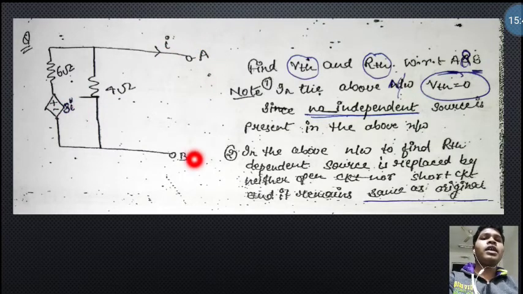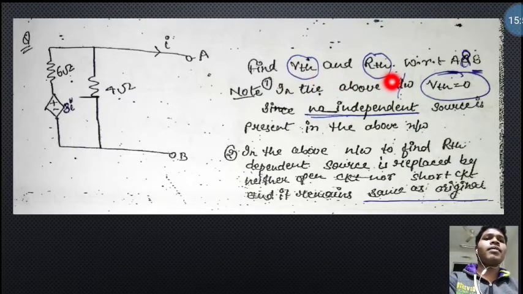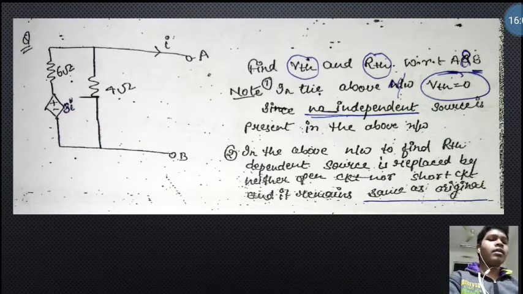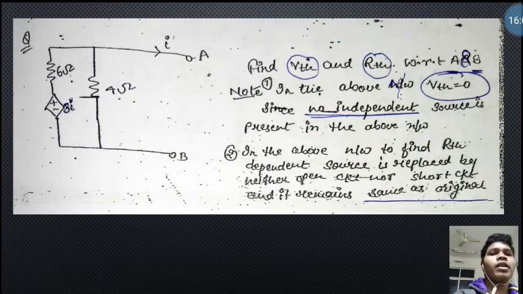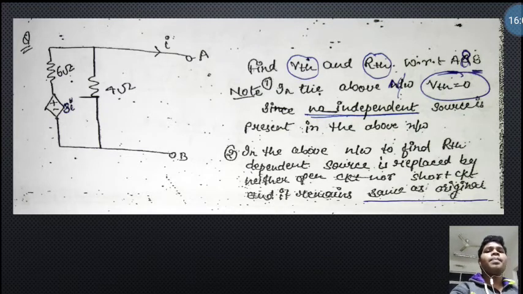And here the points A and B, and it is asking to find the Thevenin's voltage and Thevenin's resistance with respect to points A and B. So first see here, a dependent source is there, so we cannot open circuit or short circuit the dependent source. If there is an independent source, then we can short circuit or open circuit it.